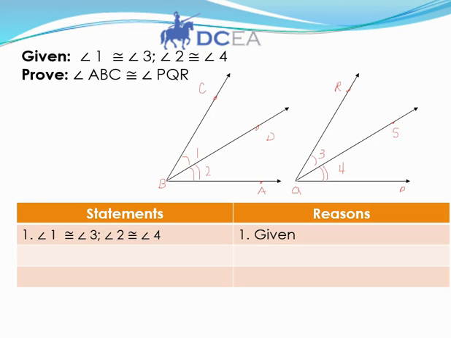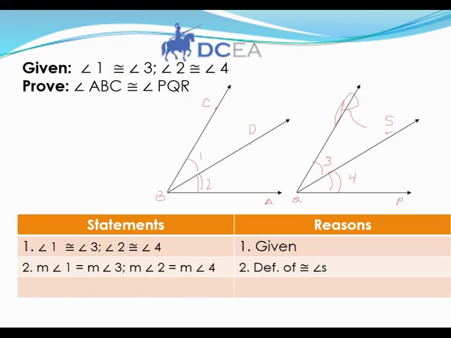Moving on, we'll now start filling in our proof. So we have given angle 1 is congruent to angle 3, and angle 2 is congruent to angle 4. And you see that under your first statement, and that is the given, and that is your first reason.